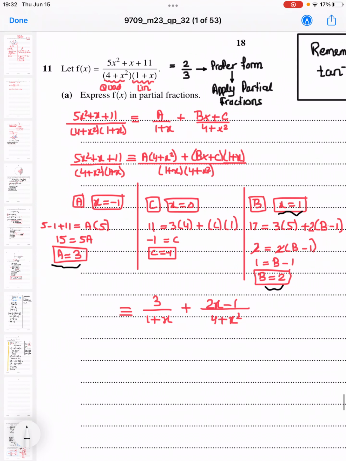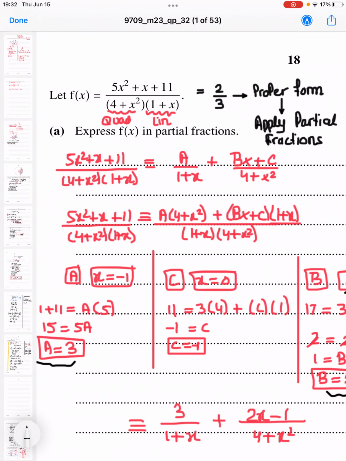So do bear in mind that that was a proper form, so we did not need to do the long division, because the highest power in the numerator was 2 and in the denominator was 3. If the powers in the numerator and denominator are equal, or the numerator power is greater than the denominator's, then we have to do the long division.